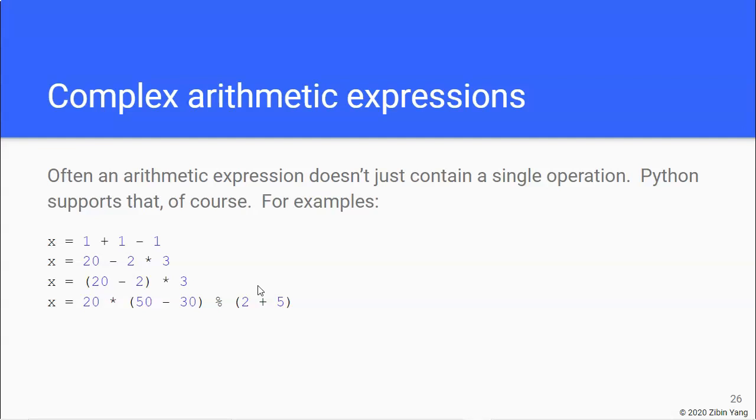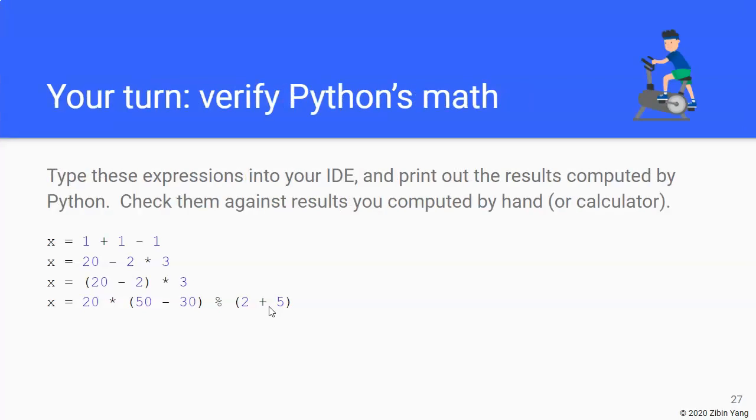Okay, moving on. An arithmetic expression doesn't have to involve just a single operator with two operands. It can obviously be more complex. For example, we can have expressions with two operators, with parentheses, and probably even more operators. So, the next thing I would like you to do is, again, compute these by hand, have the results ready, and then try to get Python to compute and print out the results of all of these expressions.